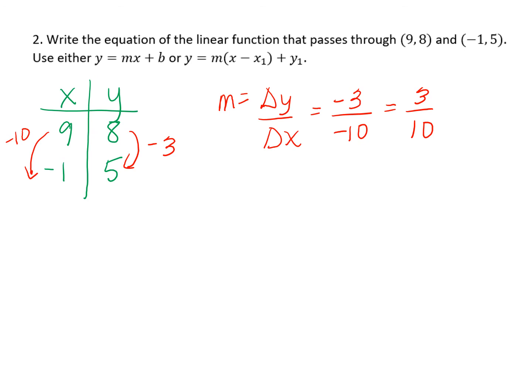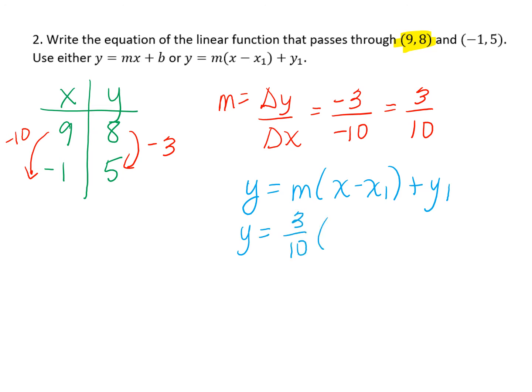Then I could use either point that I wanted. I'm going to use 9, 8. And I'm just going to go with point slope form because that's the least amount of work. So again, as a reminder, here is point slope form, y equals m parentheses x minus x1 plus y1. So our slope we came up with was 3/10. And then again, this is the opposite of x1, so that would be -9. And then y1 would be 8.